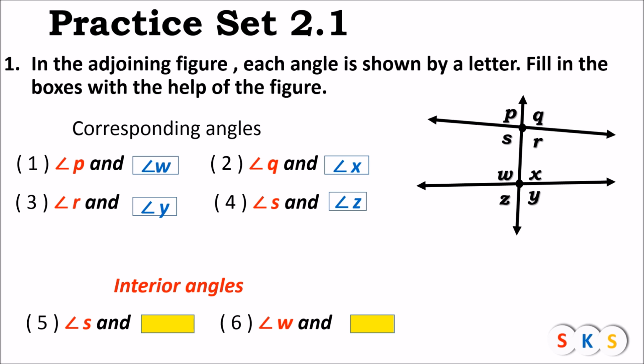on one side of a transversal. Angle R and angle X are the pair of interior angles on the other side of a transversal. So angle S and angle W is one pair of interior angles. Now the next one, angle W and angle S is another pair of interior angles. So just make a note: corresponding angles always lie on the same side of a transversal, and even interior angles also lie on the same side of a transversal.